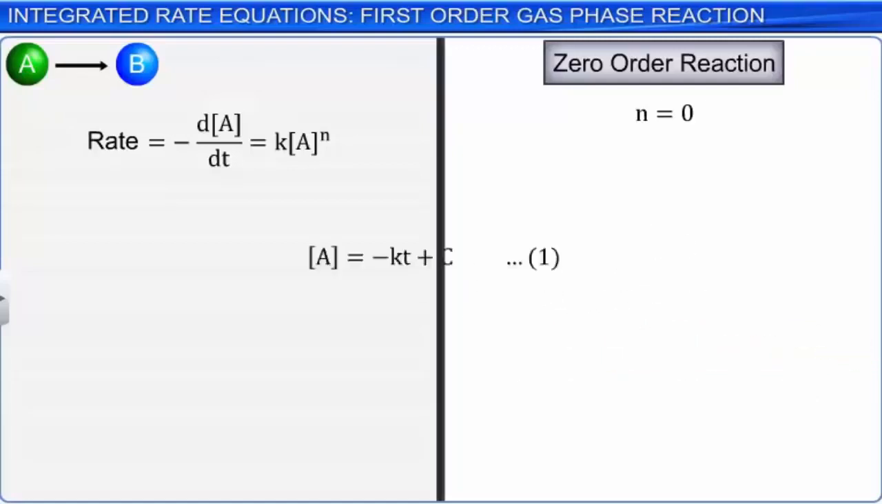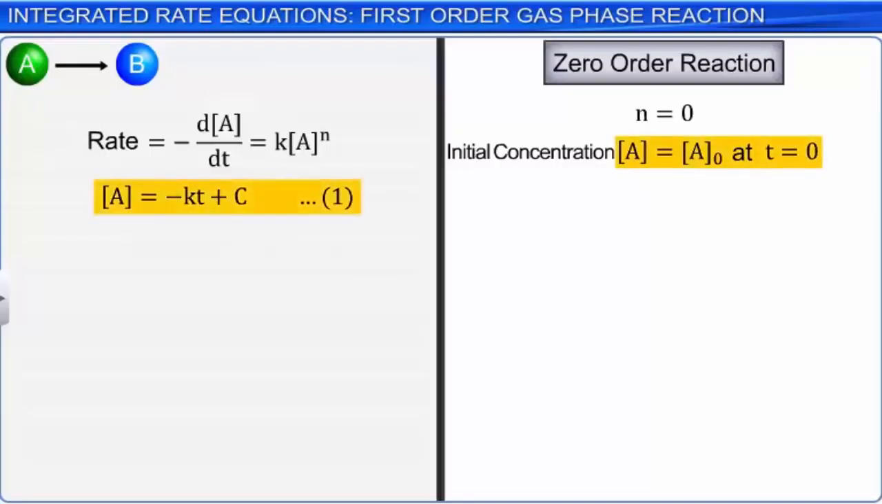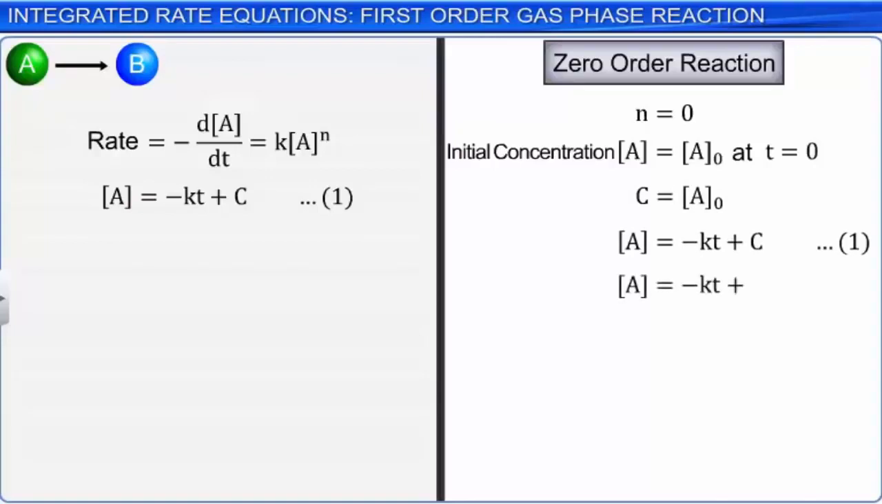Let the initial concentration of reactant A be A naught at time t is equal to 0. Substituting the value of A naught at time t is equal to 0 in equation 1, we get C is equal to A naught. Substituting this value of C in equation 1, we get concentration of A is equal to minus k into t plus concentration of A naught. Let this be equation 2.